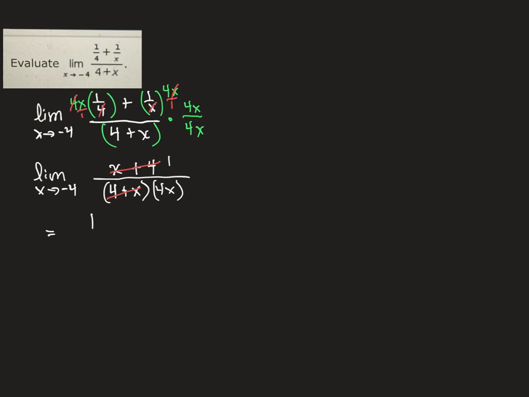All right, sub in, we have 1 over 4 times -4, and our final answer would be -1/16. And there we go. Hope that helped.